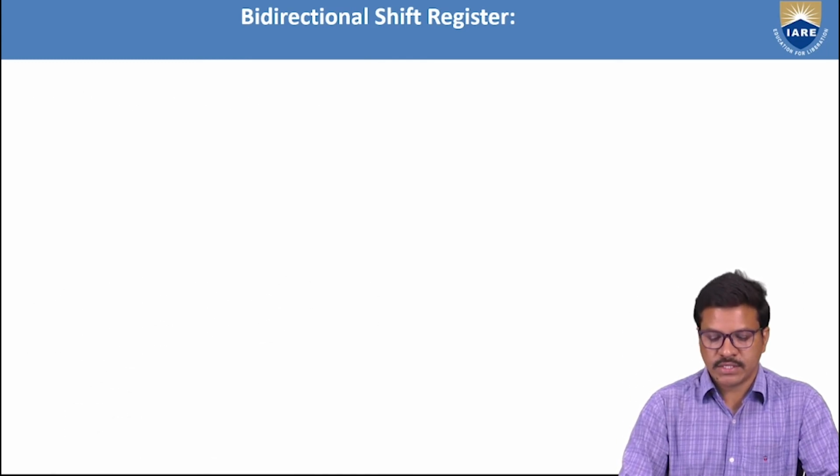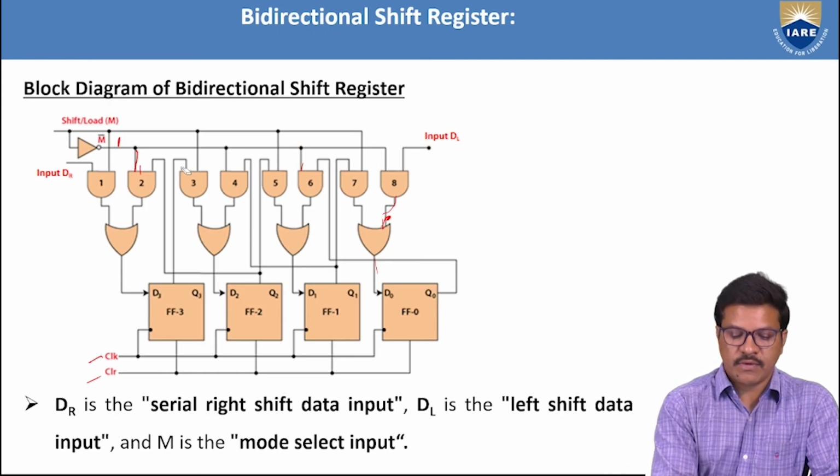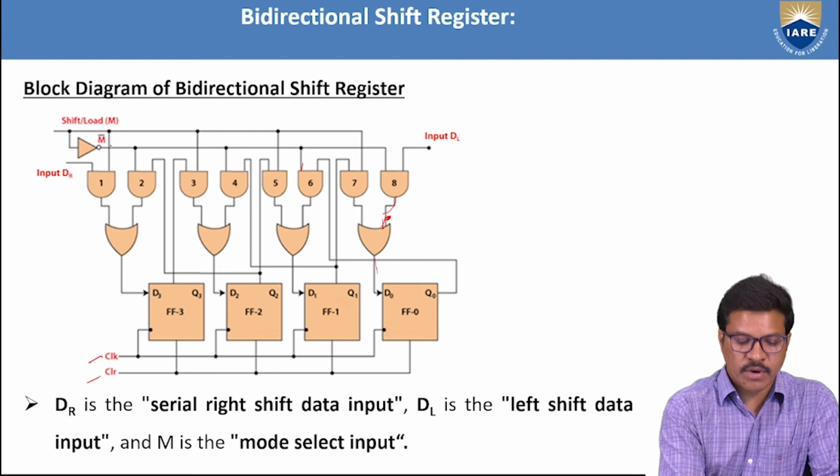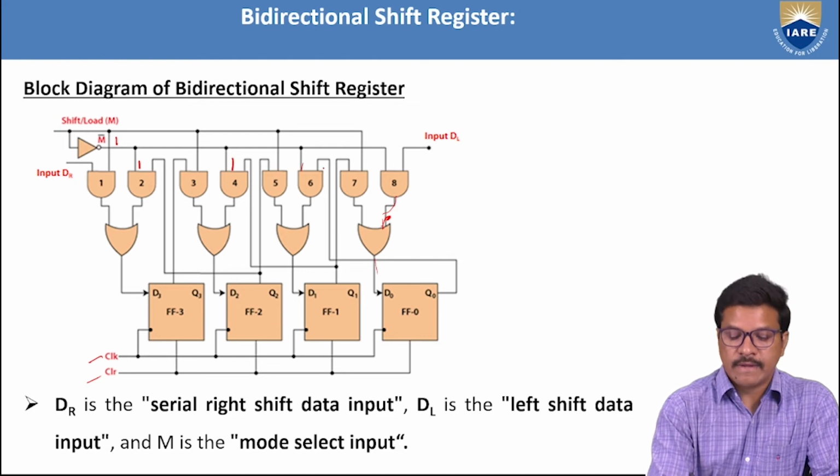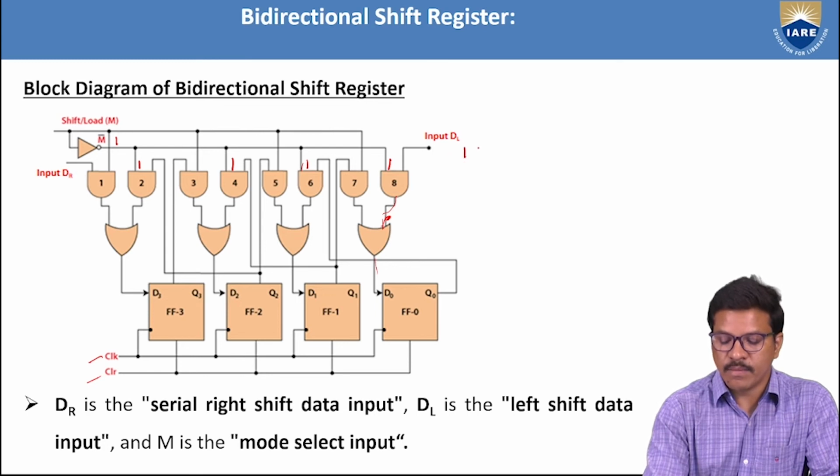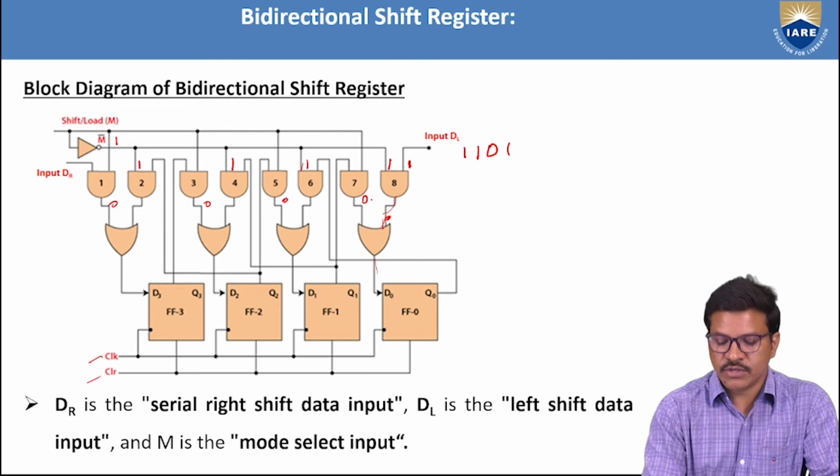If I consider one case, M is equal to 0 means M bar is equal to 1, so all the even number gates are 1, 1, 1, 1. Now I am providing the data DL, for example 1101. At the first clock, 1 is available. The odd number of gates are all zeros, so 0 is available at the odd number of gates, and the data is available as 1 and 1. That 1 comes out from the OR gate.